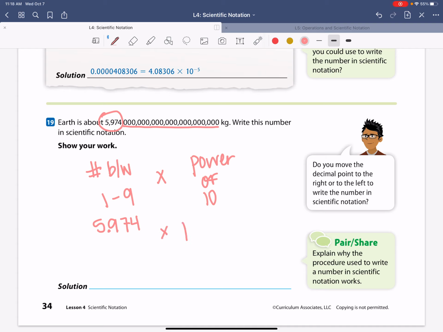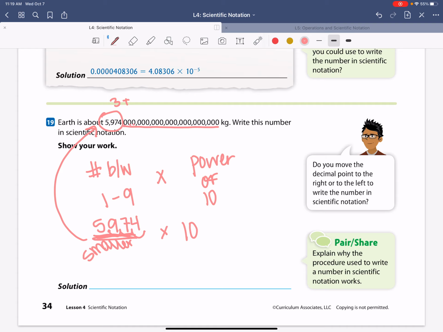And then we can find our power of 10 here. So we're going from our new number being much smaller than our original number, which means we're going from a smaller number to a bigger number to get back from scientific notation to standard form. So in order to do that, we need our exponent to be positive. And we would have to move our decimal point 1, 2, 3, at least 3 so far, plus all of our zeros.